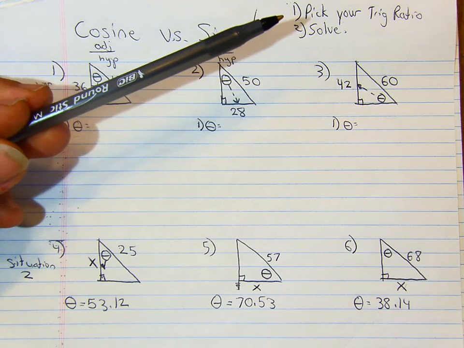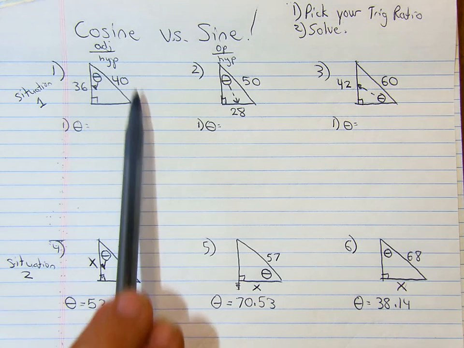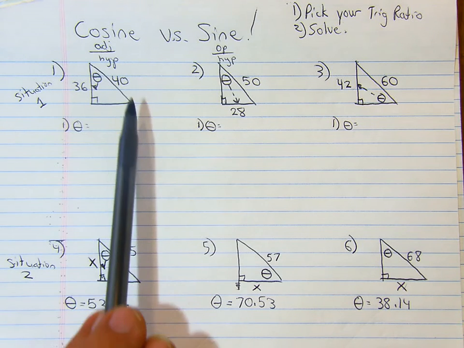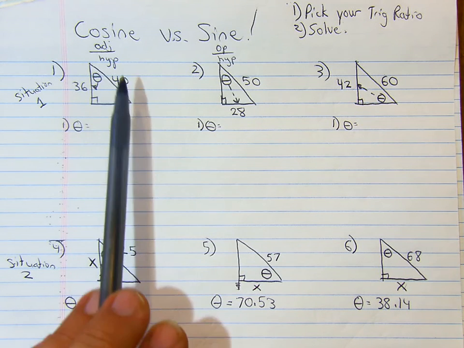And you need to pick which trig ratio you're going to use and what situation you're going to use, and then solve it. So you have to look at it and go, okay, based off of the information that I have here, am I going to be working with a cosine or a sine? And is it a situation 1, 2, or 3?